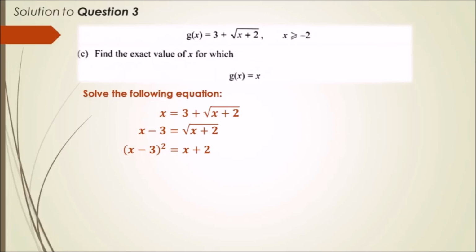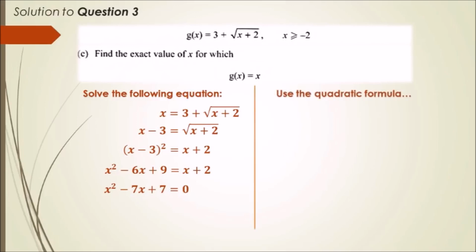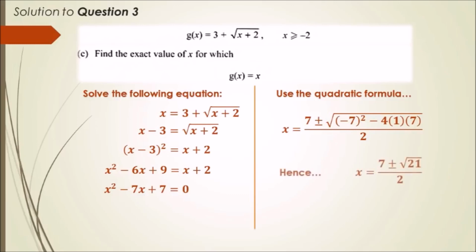Then expanding the quadratic on the left gives us x squared minus 6x plus 9. And then subtracting x and 2 from the right to the left gives us finally the quadratic expression x squared minus 7x plus 7 equals 0. Now, using the quadratic formula, this is what we should get. Plug in all the figures, it should look something like this on your calculator, and then finally you should get x equals 7 plus or minus root 21 all over 2.